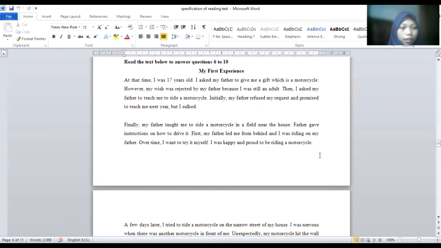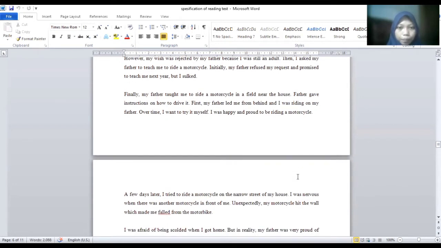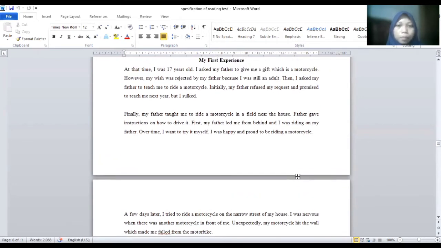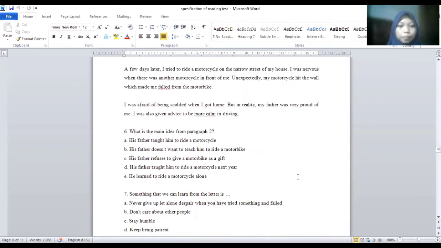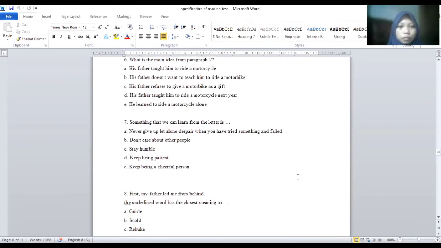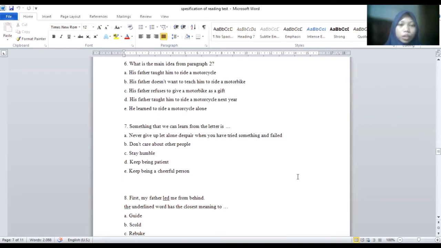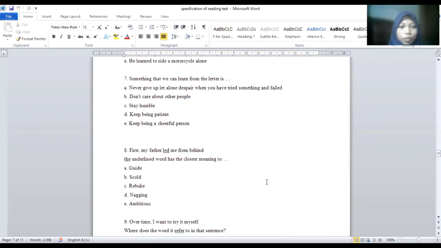This is a text about recount text. This text is used to answer question 6 until 10. The text is about, the title is My First Experience. The question number 6 is, what is the main idea from paragraph 2? And the next question is, something that we can learn from the letter is blah blah blah.